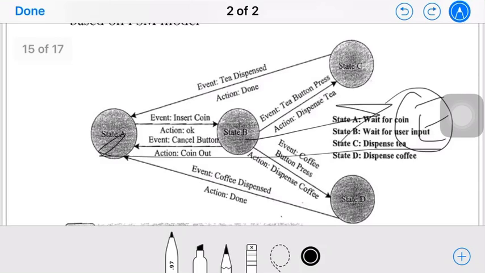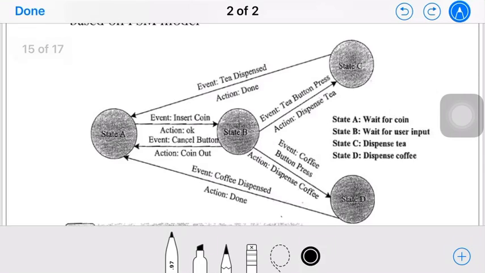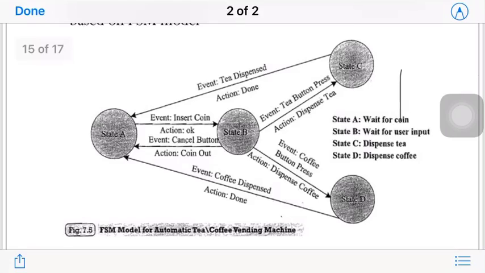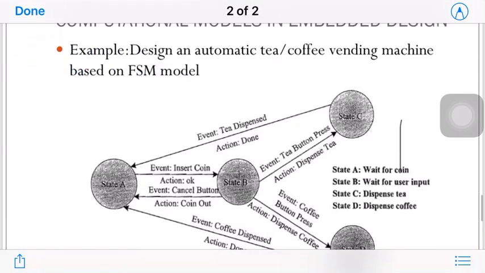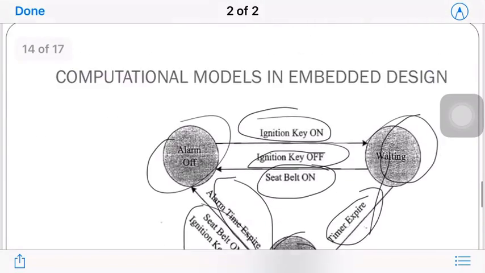Clear with that? So this is the example for this tea or coffee vending machine. Clear with this? This state machine model is important.